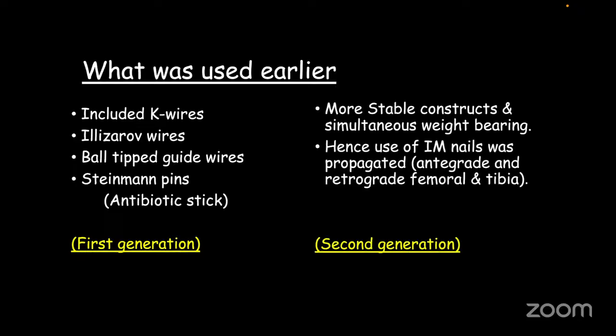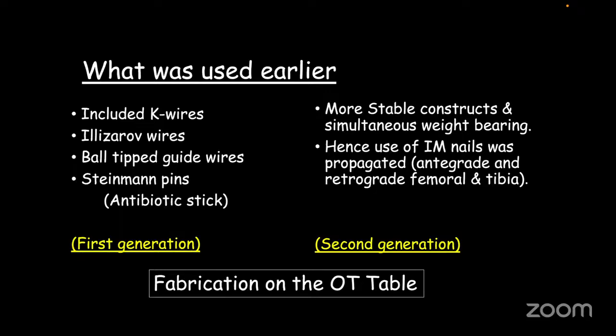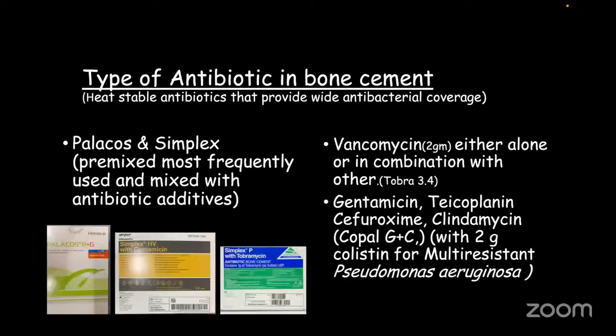The second generation were more stable constructs and allowed simultaneous weight bearing, and these were in the form of intramedullary nails, which were propagated either antegrade or retrograde for femur and tibia, the second generation nail. And very often these are fabricated on the operation table. The ones which are commercially available are very expensive and not readily available.